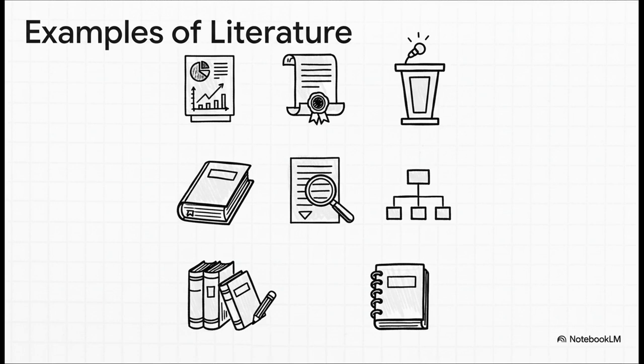And here are some concrete examples to make it stick. For primary literature, we're talking about things like peer-reviewed journal articles. That's the gold standard, right? Conference papers, patents, that kind of stuff. For secondary, think review articles or textbooks. And then you even have tertiary stuff like handbooks and encyclopedias, which are even further removed from the original research. So pretty clear cut when you see it laid out.